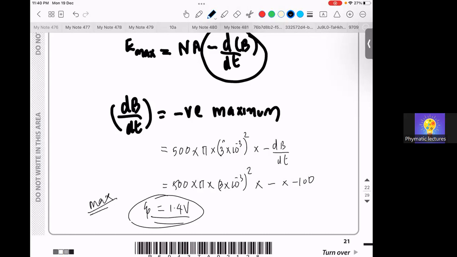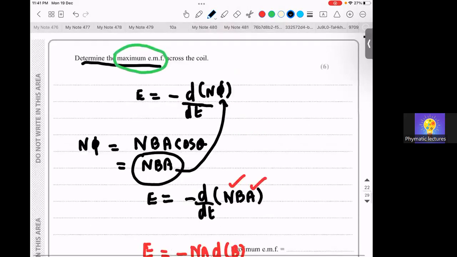Maximum EMF is obtained at the minimum negative gradient of the magnetic field versus time graph. That is a very important concept.